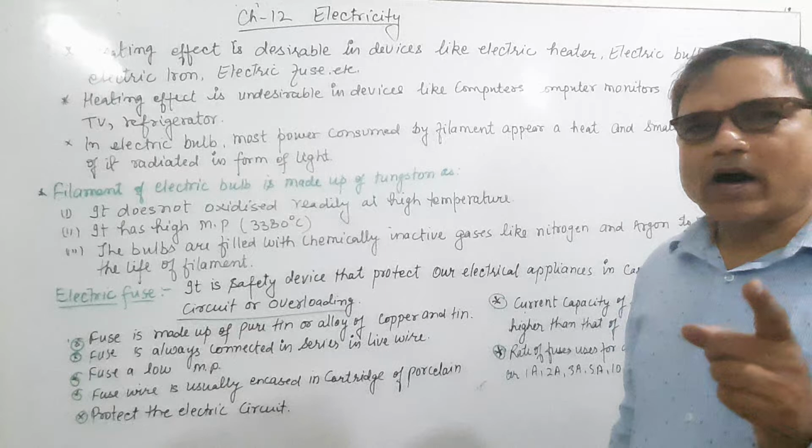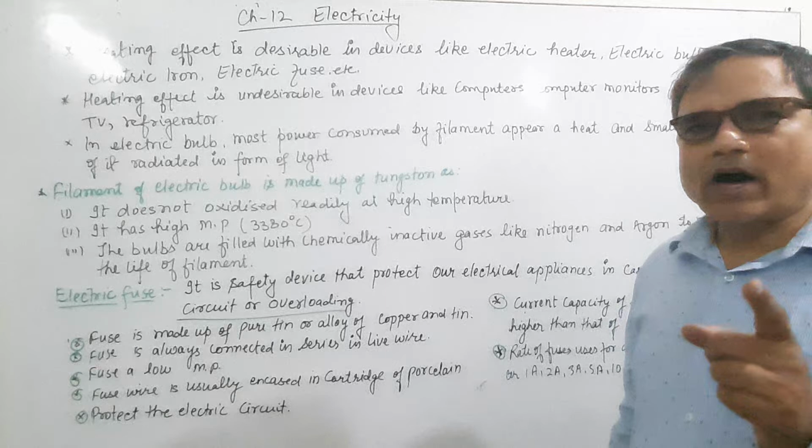I already told you about series combination in the circuit, as we connect the ammeter. And live wire, I already told, is the wire in which the current is passed. There are three types of wire: live wire, neutral wire, and earth wire. In live wire, the current is passed. Why are we putting the ammeter in the live wire? Because it indicates the amount of current which flows in the whole circuit.